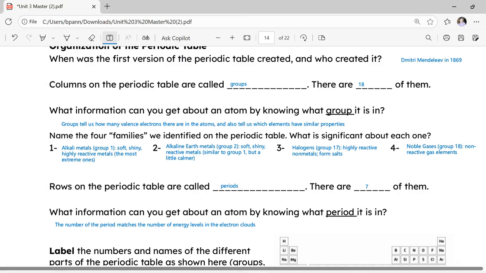Knowing what period an element is in doesn't tell us a whole lot, but it does help us know how many energy levels there'll be in the electron clouds. If you were drawing a Bohr model and wanted to know how many circles to start with, you could count and see which row the element is in, and that will let you know how many circles you need to include or how many energy levels you need for that particular element.